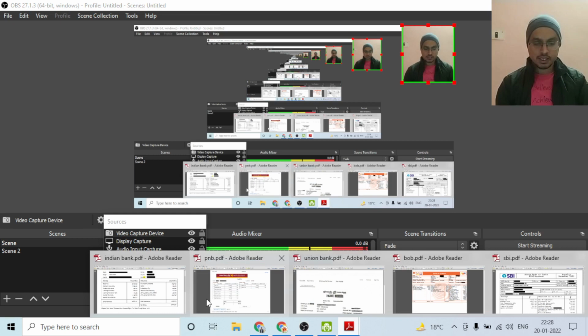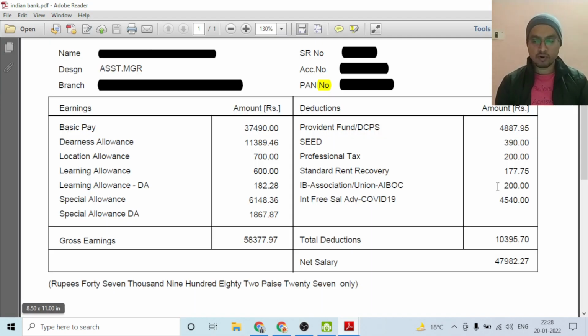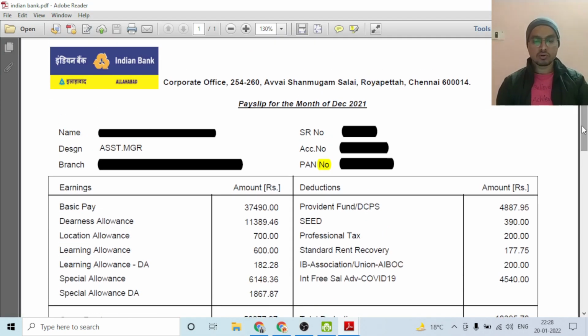You can see here, guys, this is the salary slip of Indian Bank for the month of December. The name will be mentioned, the designation, and the branch where you are posted. Then the SR number, which is your employee ID, then the account number and PAN number. Now there will be two columns: one is your earnings side, another is your deductions. The left hand side will be the earnings and the right hand side will be your deductions.